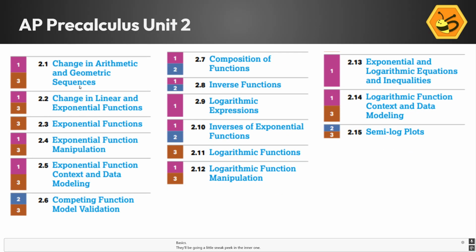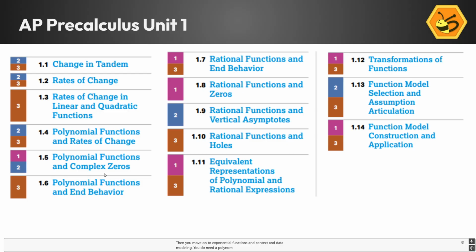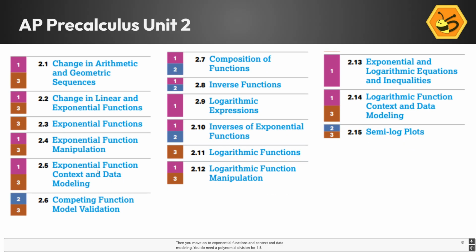So in Unit 2, you first start with sequences, arithmetic and geometric sequences. Then you move on to exponential functions in context and data modeling. You do need to know polynomial division for Unit 1.5. And then you'll be doing some exponential functions and some regressions related to them.